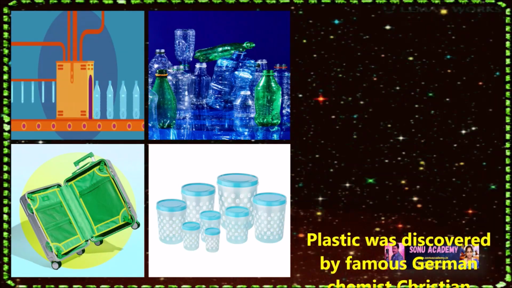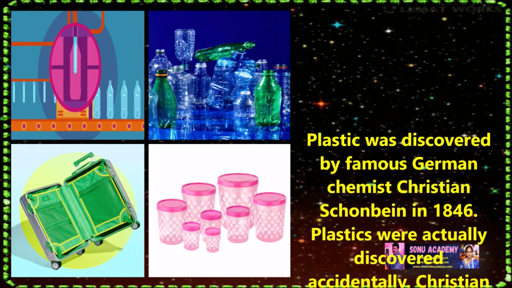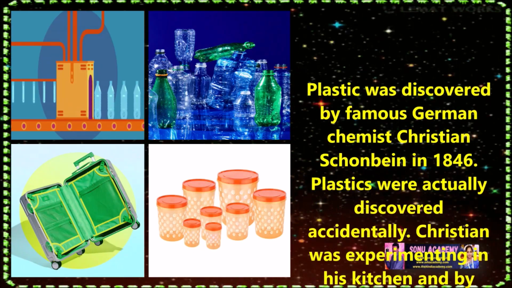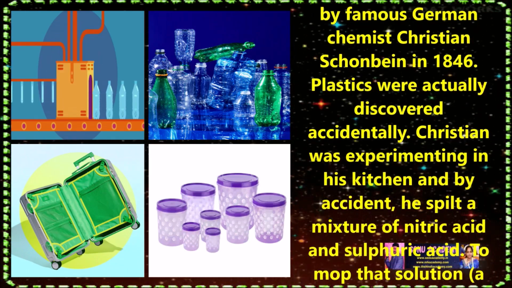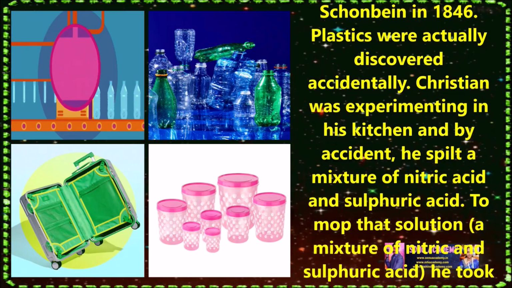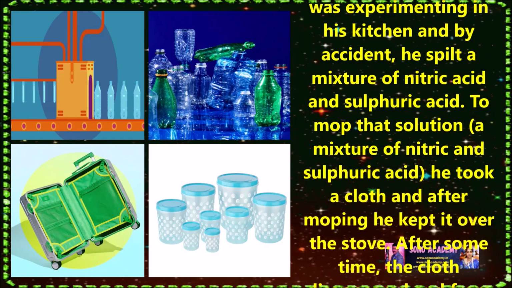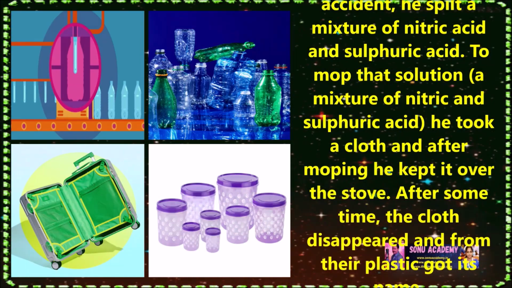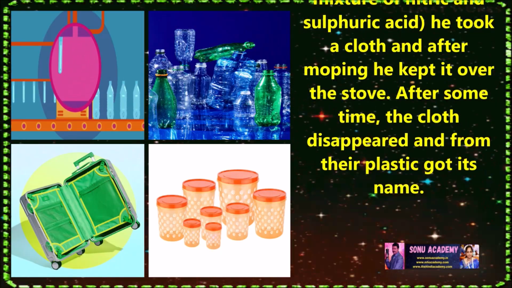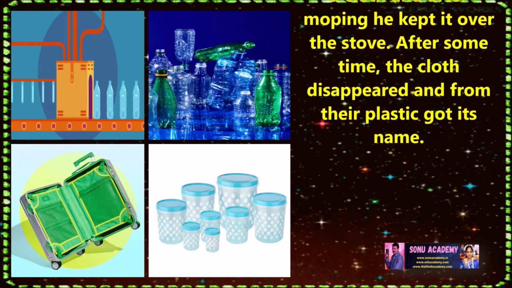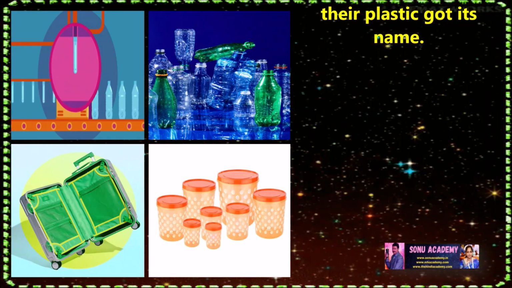Children, plastic was discovered by the famous German chemist Christian Schönbein in 1846. Plastics were actually discovered accidentally. Christian was experimenting in his kitchen and by accident he spilled a mixture of nitric acid and sulfuric acid. To mop that solution, he took a cloth and after mopping, he kept it over the stove. After some time, the cloth disappeared, and from there, plastic got its name.